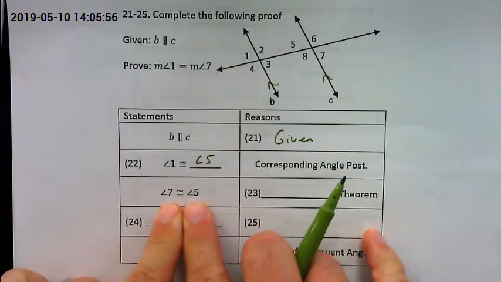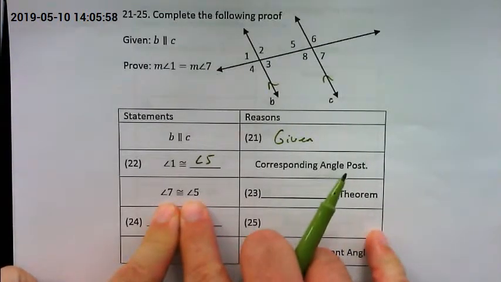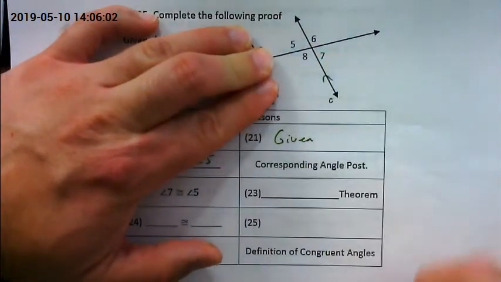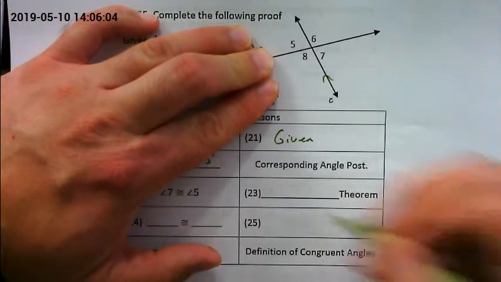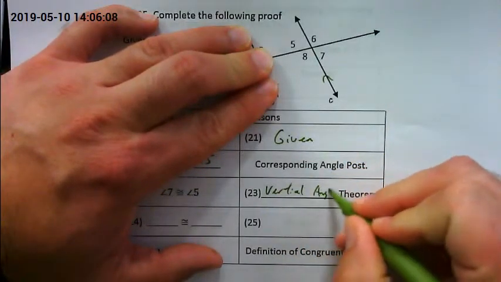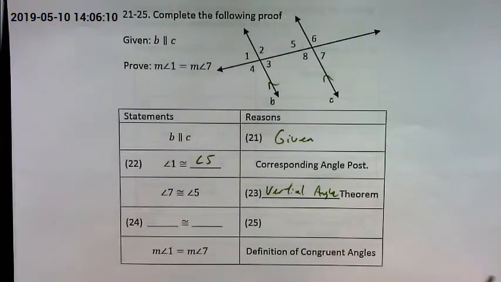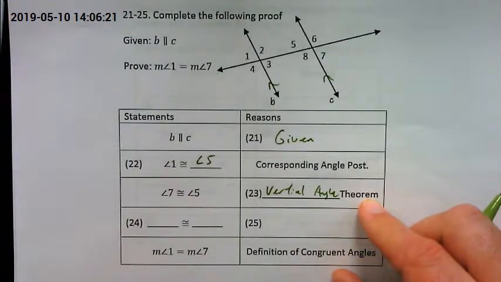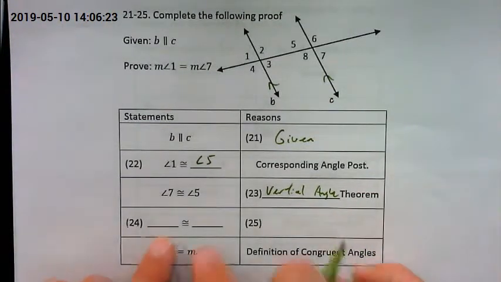Now, the next one. This one has nothing to do with parallel lines. 5 and 7. What type of angles are 5 and 7? Vertical. So this is the vertical angle theorem. All right. Again, it's not just the definition of vertical angles. The definition of vertical angles doesn't tell us anything about them being congruent, right? The vertical angle theorem tells us that the angles are actually congruent.